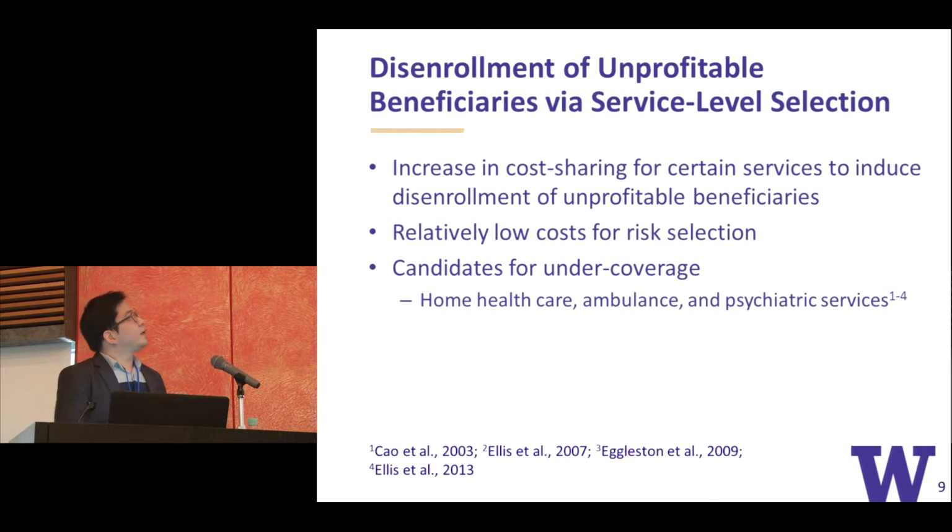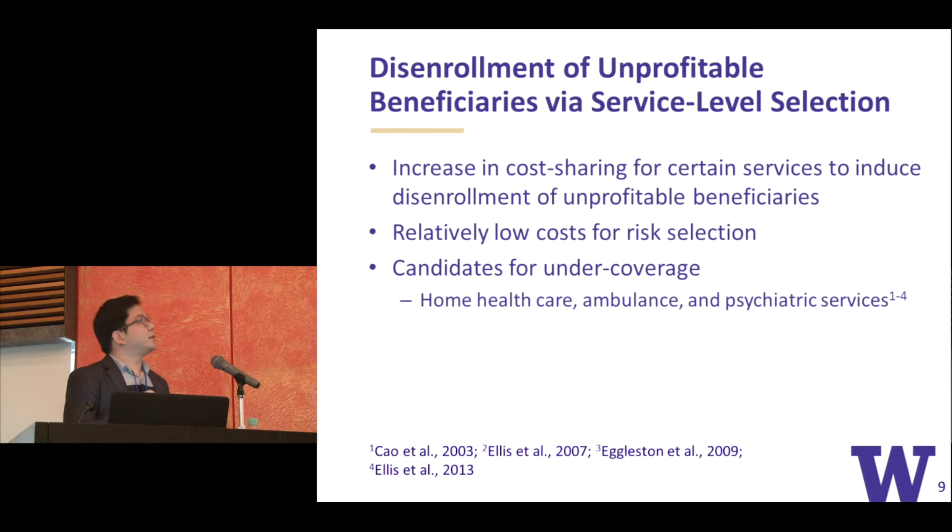And here, then what is service level selection? The idea behind service level selection is that unprofitable people are more likely to use certain types of services than profitable people. So then health plans can avoid unprofitable people by making some services more expensive, especially if the services are more used by unprofitable people, right?